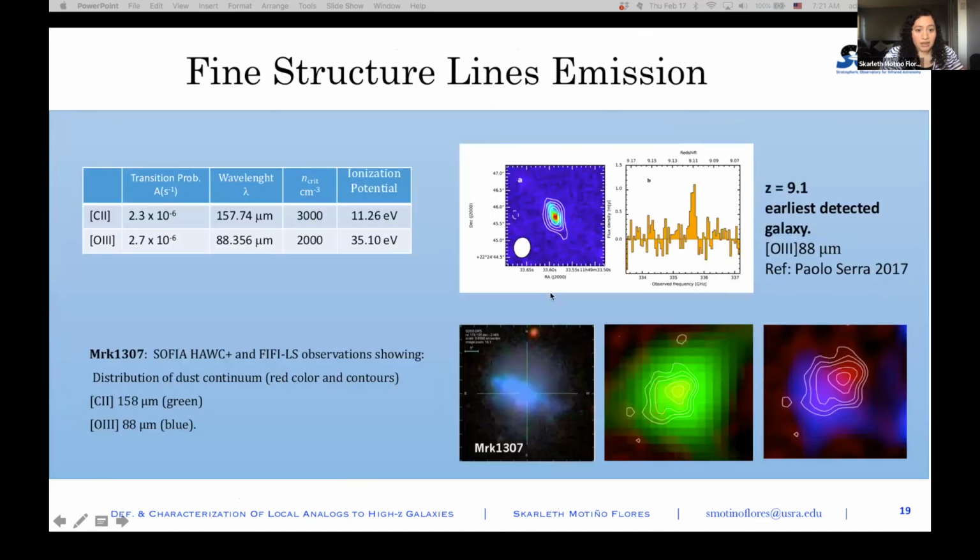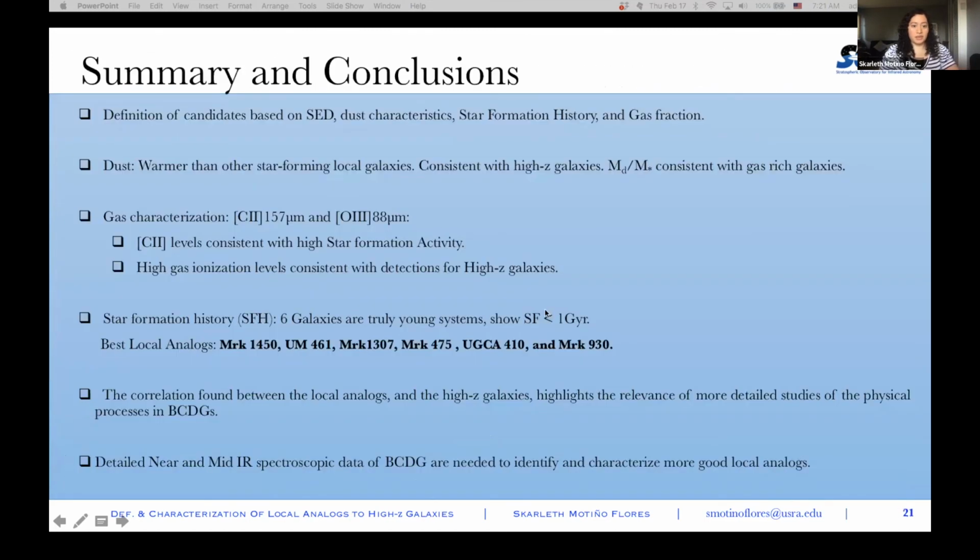And I'm just going to stop with the summary. I'm sorry for that. We need more information about these kinds of galaxies, and we hope that with James Webb, we can observe these galaxies in the near infrared, which can be very important for high redshift observations too. Thank you.